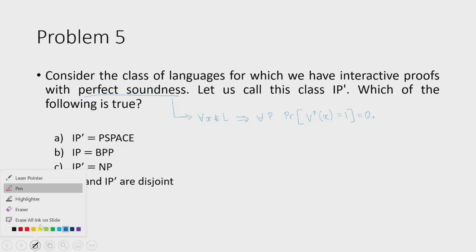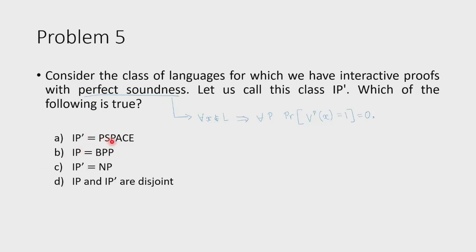Now let us call this class IP prime. Which of the following is true? IP prime is equal to PSPACE. IP prime equals BPP. IP prime equals NP. And both IP and IP prime are disjoint. So which of these four is true? Would you like to guess? I mean, this also needs to be worked out, but still.